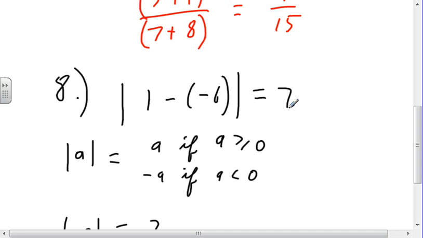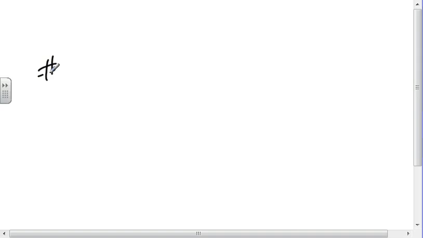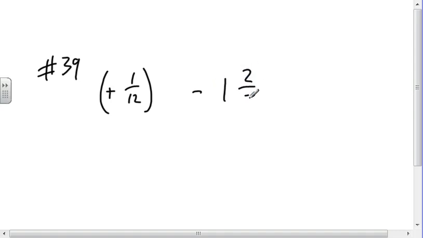Graphing calculator as well. Number 39. All right. Plus 1/12 minus 1 2/3.